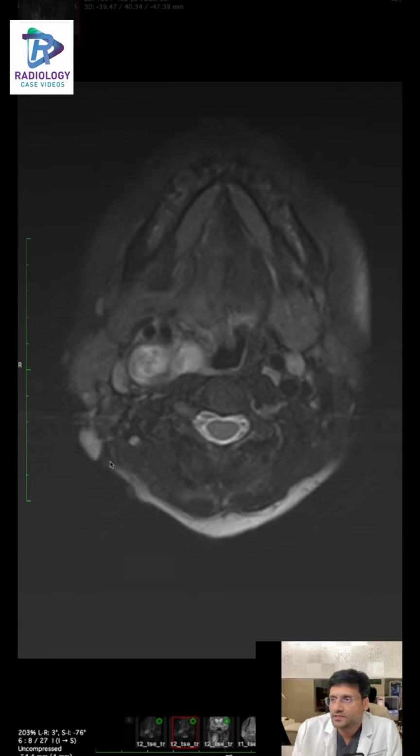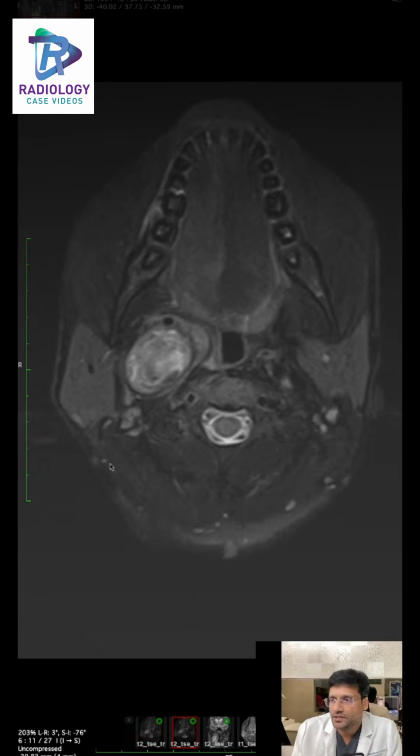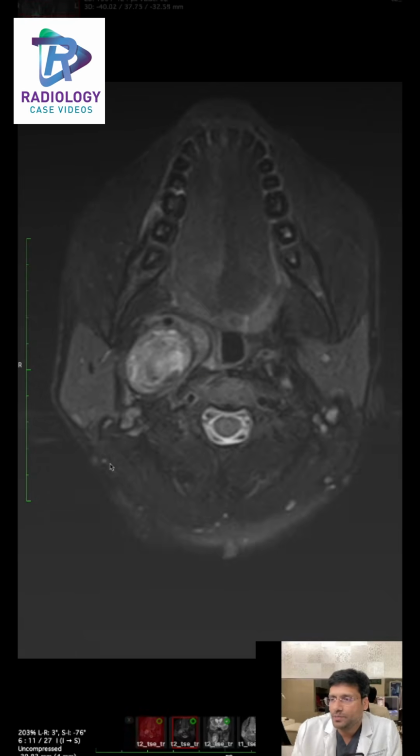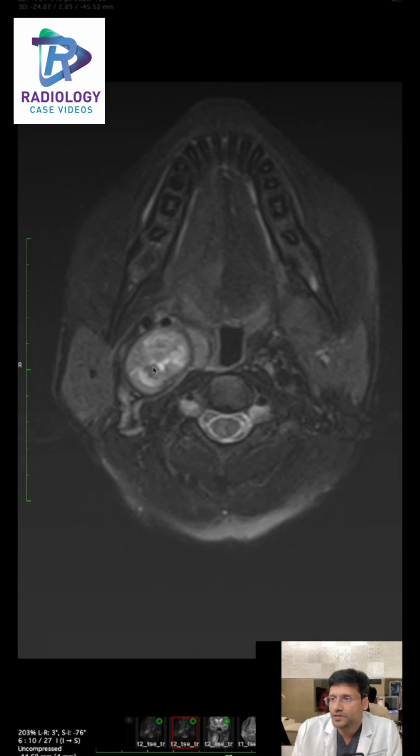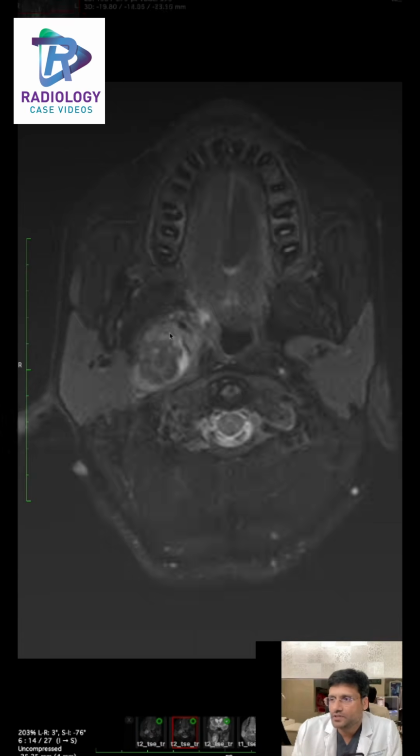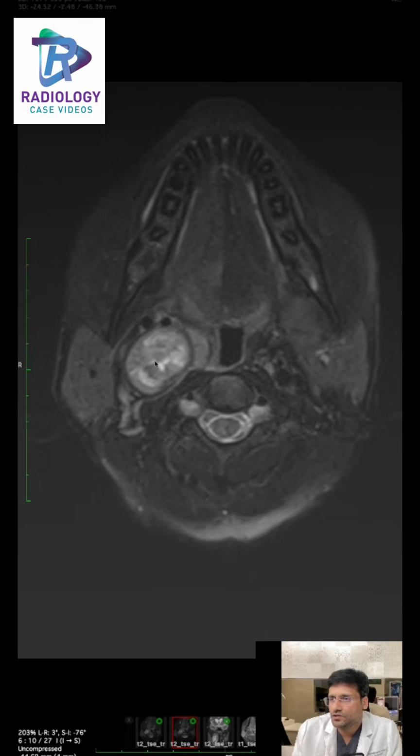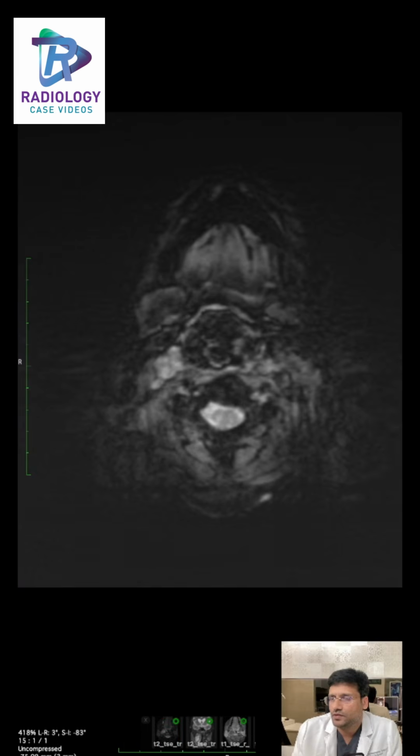Hi, hello. Today, let's discuss an interesting case of carotid space lesion. This lesion was predominantly T2 hyperintense with central T2 hypointense areas. In fact, it was anteriorly displacing carotid vessels. It was compressing on the IJV. So, this is the lesion which you are seeing, and the lesion wasn't showing any diffusion restriction.